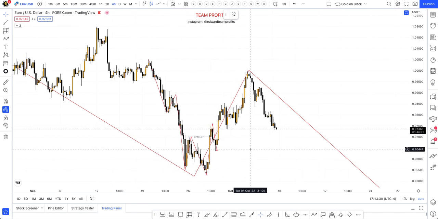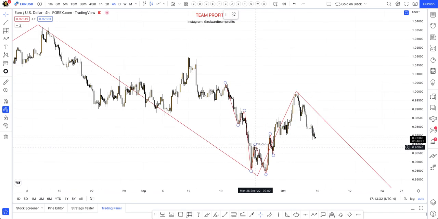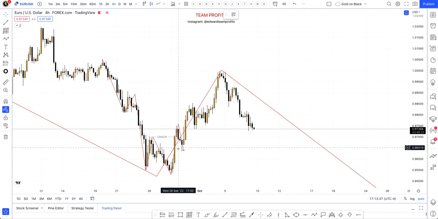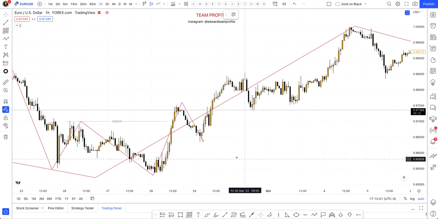Price pulled back. Where did it pull back? Did it give us an entry for a buy? Let's see. Hold on. This thing is struggling. Okay, so on a 4 hour it's not giving me an entry. Let's see if on a 1 hour it's giving me the actual entry.